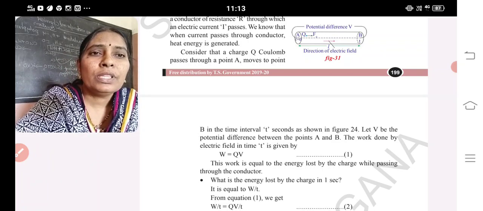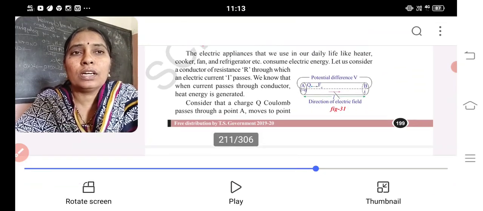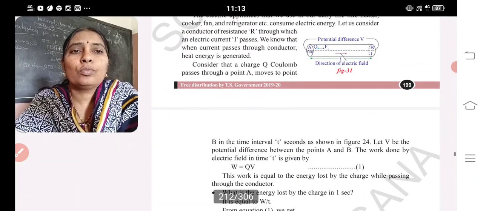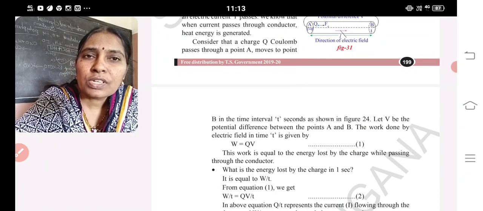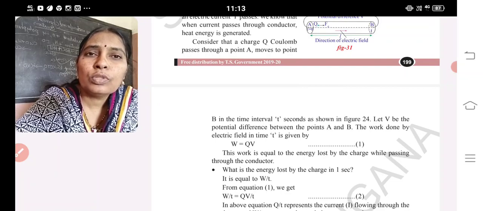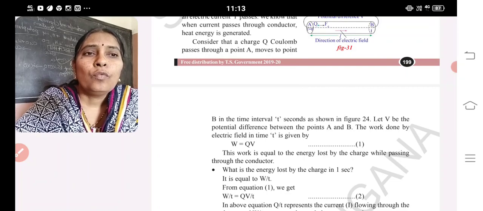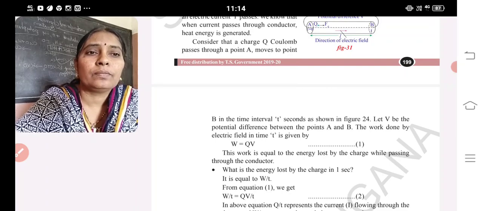seconds. Let V be the potential difference between the points, and then work done W is equal to QV. What is the electric work? Electric power is nothing but the rate of doing work. So what is the power? A potential difference is applied to move the charges. So work is nothing but Q into V. Work is equal to the energy lost by the charge while passing through the conductor. What is the energy lost by the charge in 1 second? That is W by T.